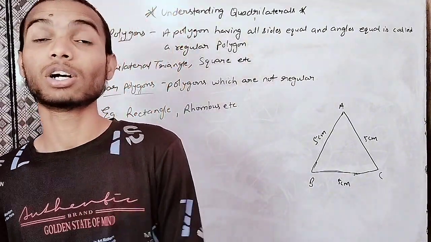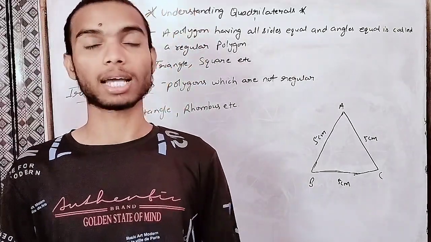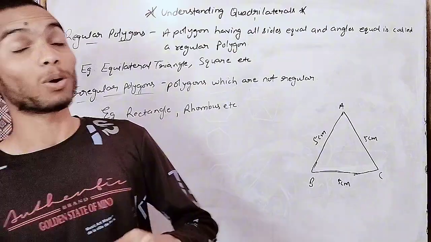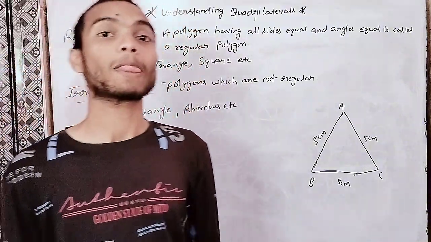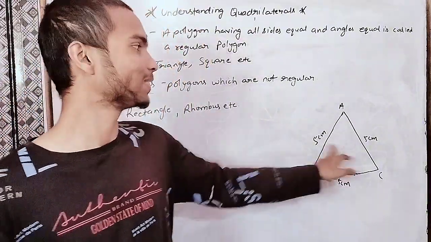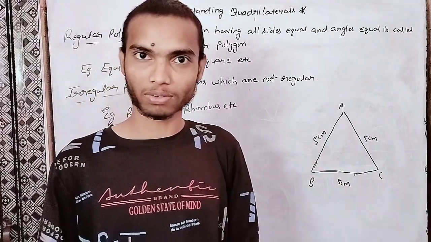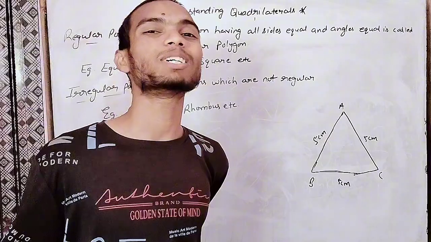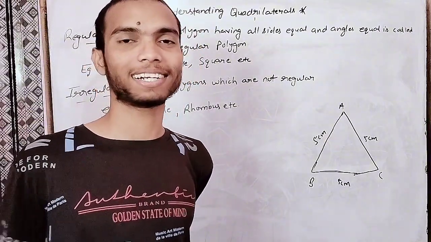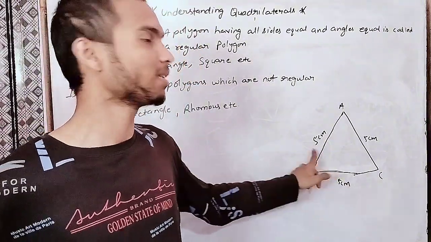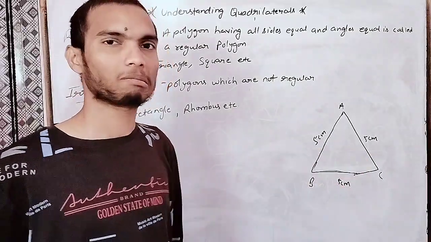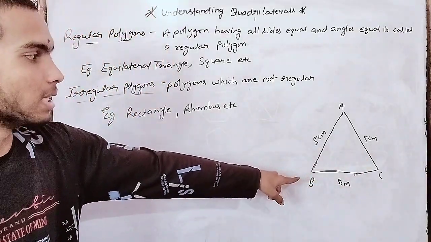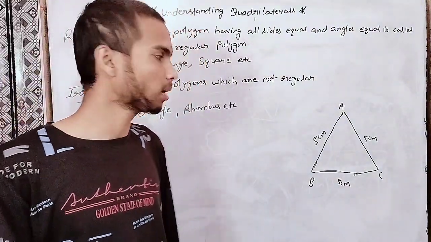An equilateral triangle should have all sides equal. All sides equal, and already we know a triangle has three sides, 1, 2, 3, and each side of a triangle has how much? Equal in measure. So this is equal, this is 5, 5, 5, equal. So now we can say this is an equilateral triangle.